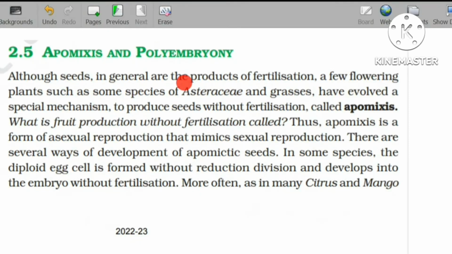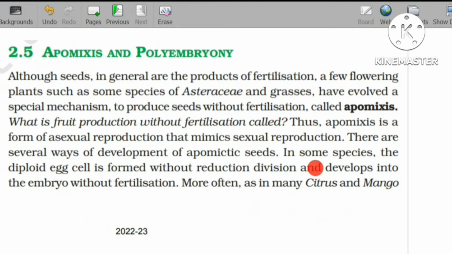Apomixis and polyembryony. Although seeds in general are the products of fertilization, a few flowering plants such as some species of Asteraceae and grasses have evolved a special mechanism to produce seeds without fertilization, called apomixis. Apomixis is a form of asexual reproduction that mimics sexual reproduction. There are several ways of development of apomictic seeds.